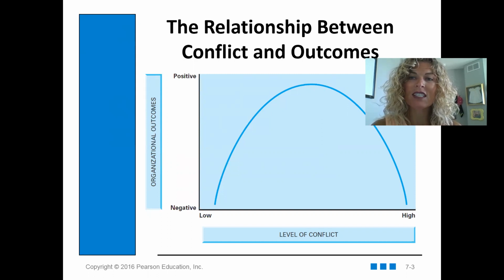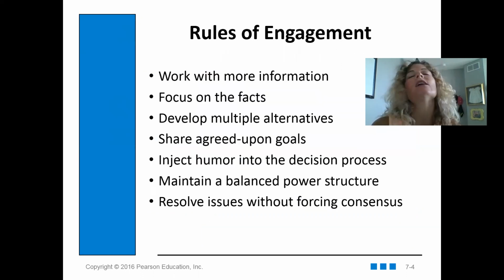Too little conflict gets us into groupthink, and we just agree with everything anybody's saying. We don't really analyze it too much, and that can lead to poor outcomes. And then too much conflict can lead to cliques, to groups breaking up. And again, that's not the point of conflict either. So we really want to try to manage it. This chapter helps us understand the different sources of conflict and then the appropriate strategies to use. Here are some general rules when engaging in conflict that we can think about and utilize.